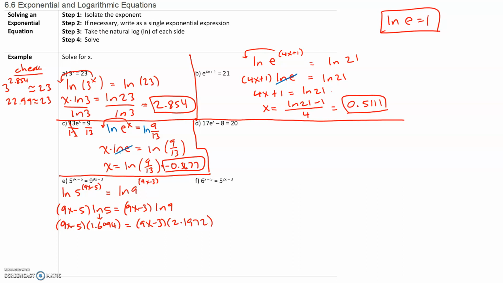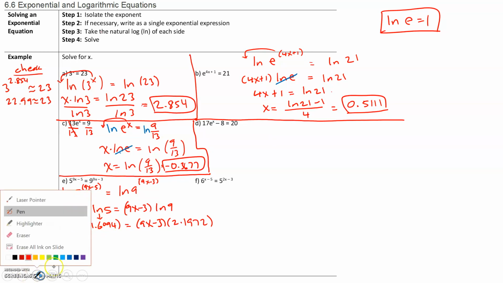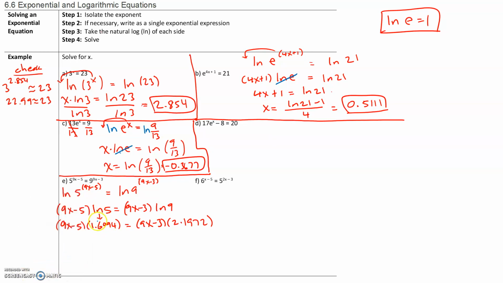Okay, so at this step, we can distribute, even though it's a decimal, we can still distribute that to the 9x and to the negative 5. So we distribute and we distribute. Same thing over here. We distribute the 2.1972 to both of these terms.